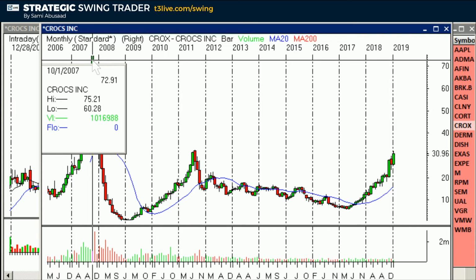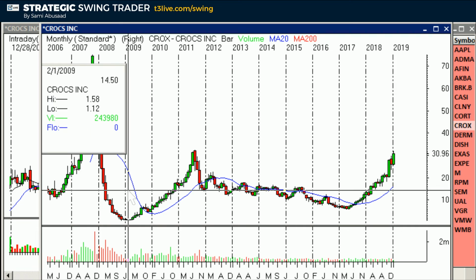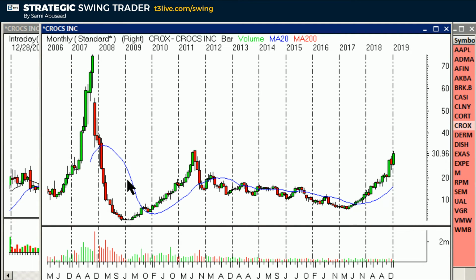2017 went to 75. Look at this. Straight up. Then crashed, just totally crashed when we had the recession, right? It dropped all the way down to $1. Can you believe it? From 75 down to $1. Then from there all the way up to 32. And now it's back up at 32. What a beautiful monthly chart.